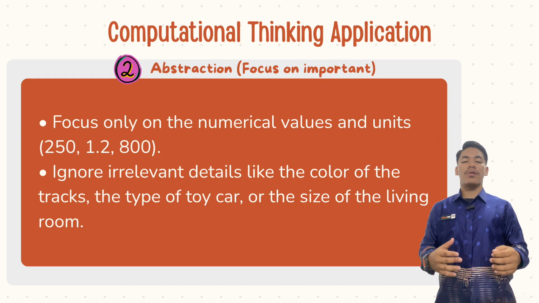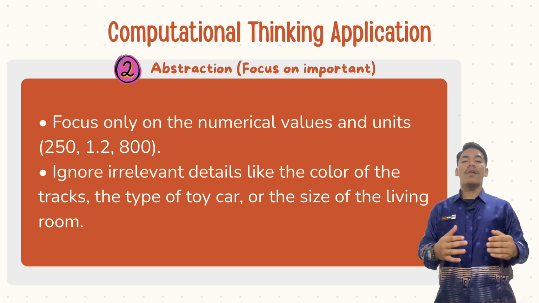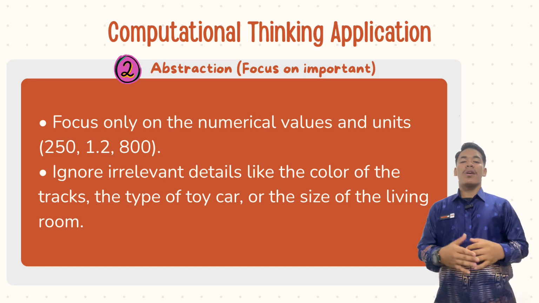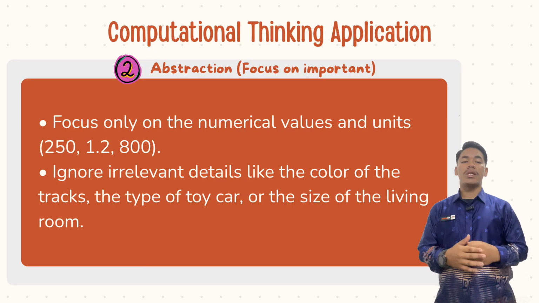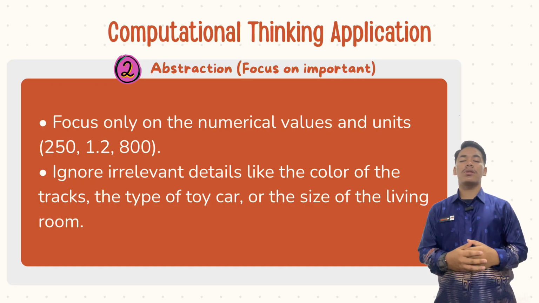The second pillar of the computational thinking that we apply in this project is abstraction. In simple terms, abstraction means filtering out irrelevant details and focusing only on the information that is necessary to solve the problem. For students, a problem like building a racetrack can come with many distractions that could cloud their mathematical judgment.